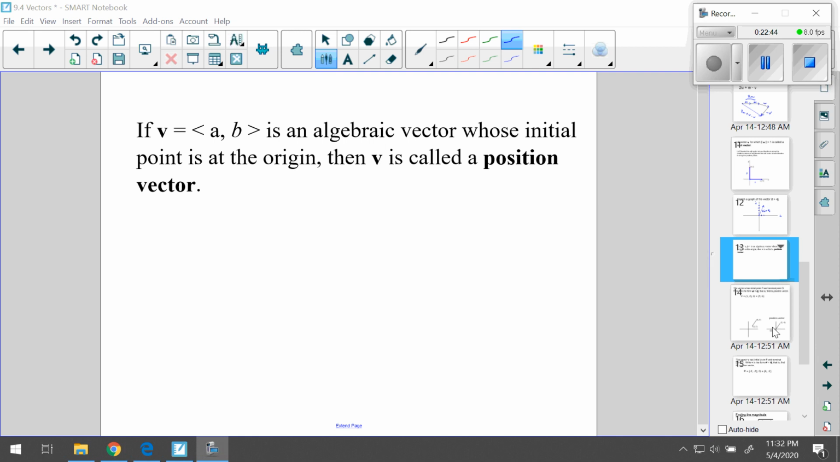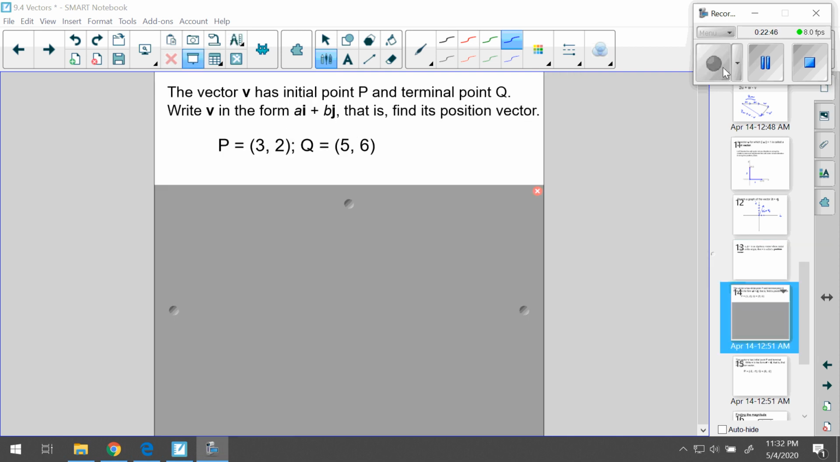One of the things they're going to ask you to do in your homework is they're going to give you 2 points, P and Q. It's really important that you'll notice they're saying P is the initial point and Q is the terminal point. That's going to be really important to us as we try to answer this question. What they want us to do is write a vector in the form ai plus bj that is its position vector.